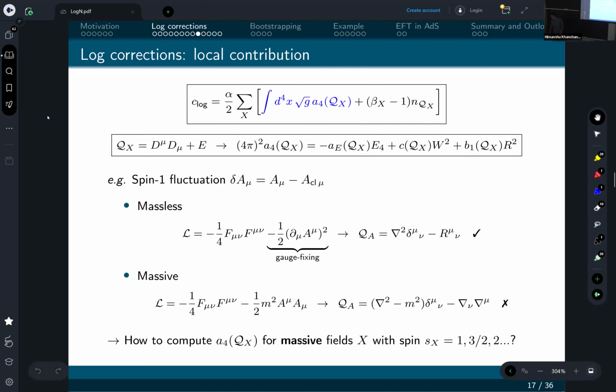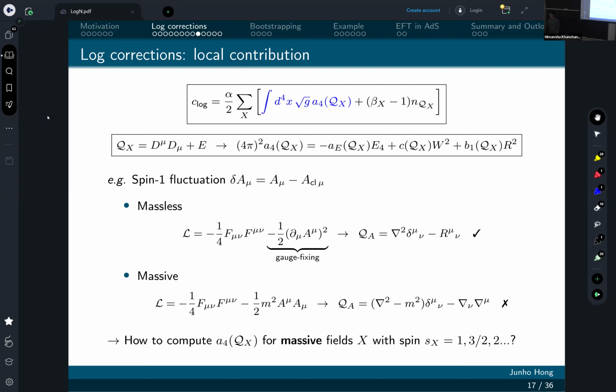But once your spin 1 field has mass, then you have the Proca action, and you cannot gauge fix, it's not a gauge symmetry. And the kinetic operator is now not Laplace type. You have this non-contracted second derivative. So we cannot directly apply the Hit-Corner formula here. And the same thing happens for spin 3/2 and the spin 2 massive field. So we need some way to circumvent this issue.